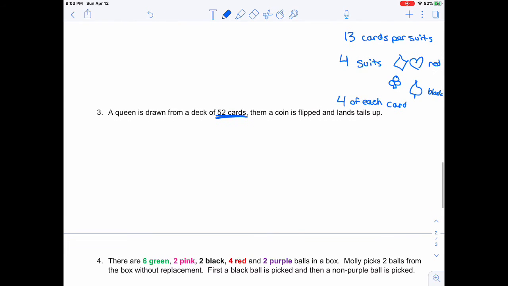So for our next example here, a queen is drawn from a deck of 52 cards. Then a coin is flipped and it lands tails up. So picking a card and flipping a coin have nothing to do with each other, so that's definitely going to be independent. So our event A, our first occurring event, is our queen is drawn. Our second one was getting tails on our coin. So remember, for independent events, your probability of A and B, all you have to do is multiply your probability of A times your probability of B.